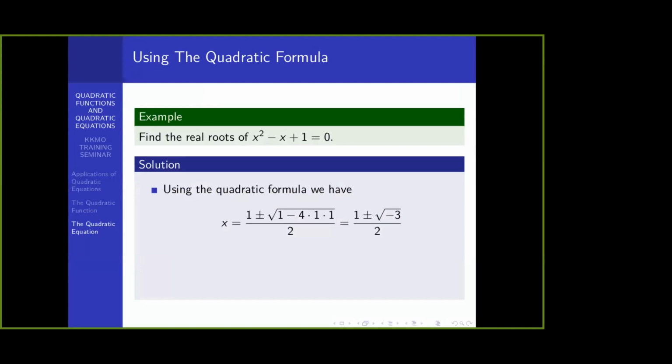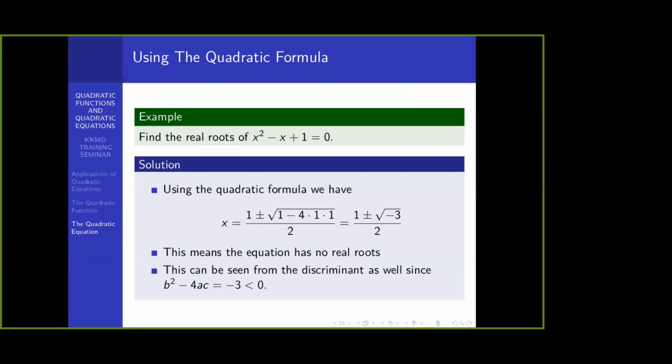So this one asks us to find the real roots of x² minus x plus 1 is equal to 0. When we use the quadratic formula, we end up with the square root of a negative number. The discriminant is negative, so it means this one does not have real roots, because the square root of a negative number will not be a real number. So we can't find any real roots for this quadratic equation.